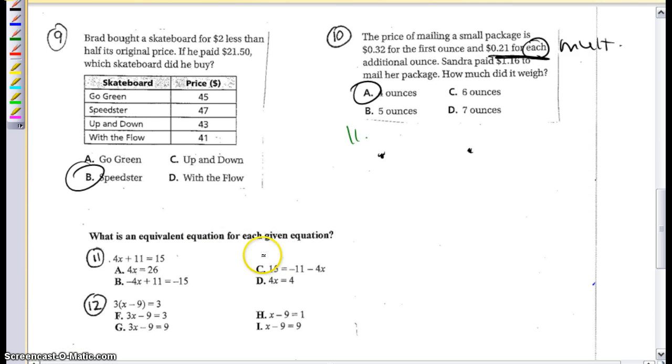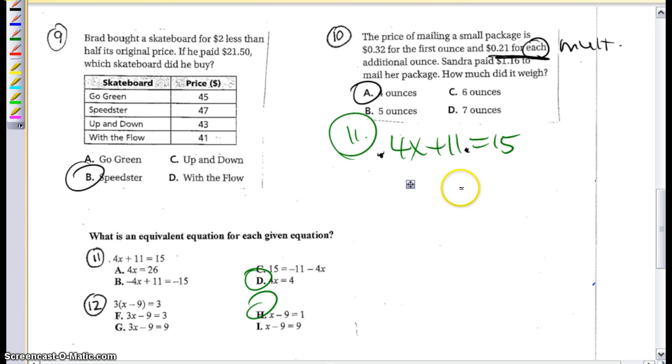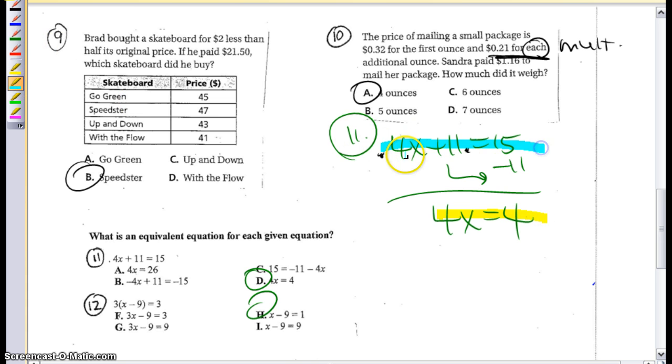The answer to 11 is D, and to 12 is H. 11 is 4x plus 11 equals 15. Now, if I were to solve this, I would first subtract the 11 from the 15, giving me 4x is equal to 4. Now, 4x is equal to 4 is the same equation as 4x plus 11 equals 15. So that's why in number 11, the answer is D, because that equation is the same as what we started with. It's just sort of like the next step that we do, and that's what it's looking for.